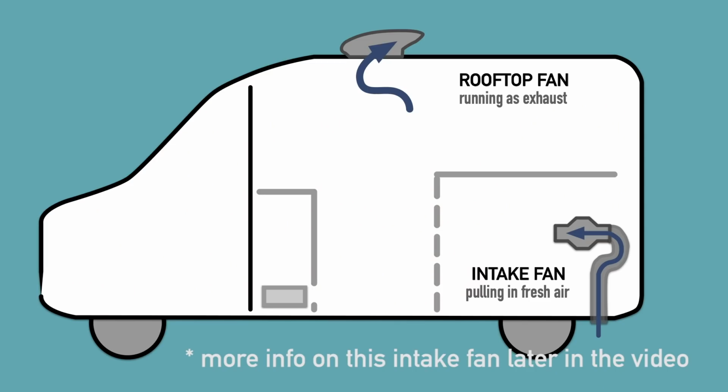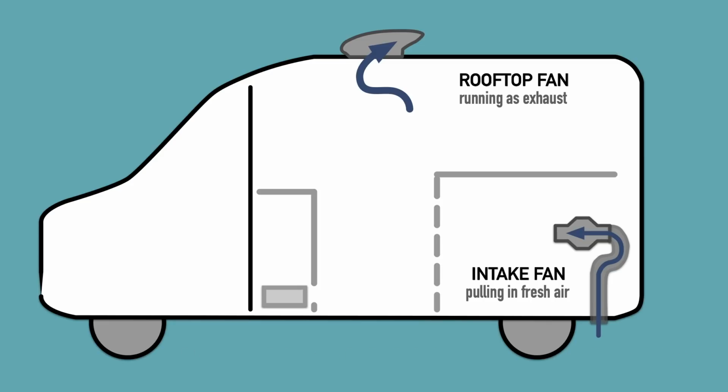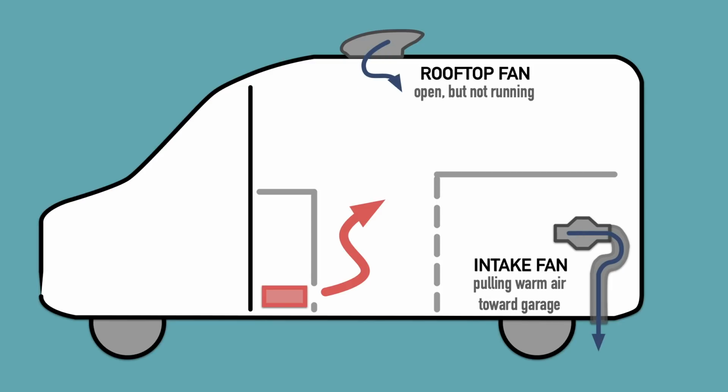So in the back corner of my van, I actually have an intake fan, which I installed to help draw fresh air in from outside, and it's gonna come into the garage area and then spread to the rest of the van from there. But now that we've gotten into colder weather, what I've done is I've actually flipped that fan around so that it's now an exhaust fan, and I run it just real low to help draw some of the warm air from the rest of the van into the garage area.